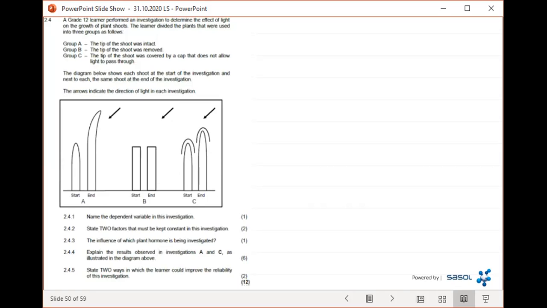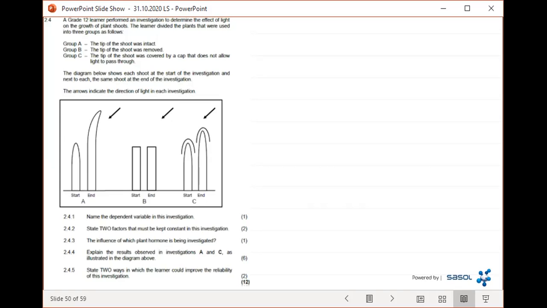Question 2.4.1 says name the dependent variable in this investigation. Question 2.4.2 says state 2 factors that must be kept constant in this investigation. Question 2.4.3, the influence of which plant hormone is being investigated. Then question 2.4.4, explain the results observed in investigation A and C as illustrated in the diagram above for 6 marks. Then question 2.4.5, state 2 ways in which the learner could improve the reliability of this investigation.